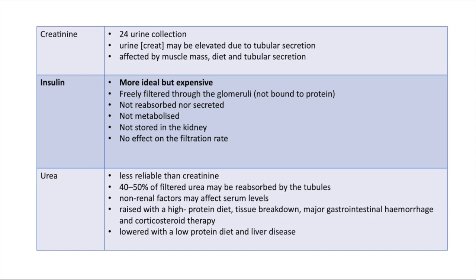So what is the most ideal substance to be used for GFR measurement? Inulin is the closest to perfect. It is freely filtered, not reabsorbed, secreted, nor metabolized, but it is expensive. Creatinine is the most commonly used agent clinically, but it requires 24 hour urine collection, and a small amount is secreted through the tubules. Urea is not reliable, given up to 50% can be reabsorbed, and it could be affected by factors like diet and tissue breakdown.